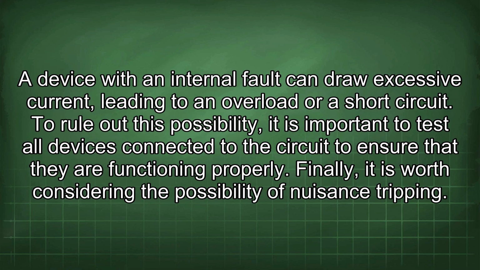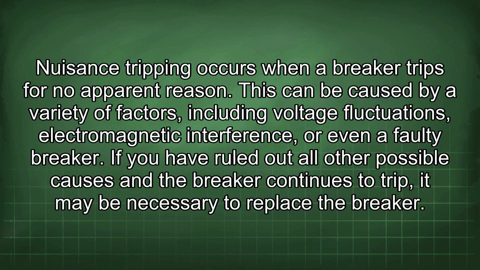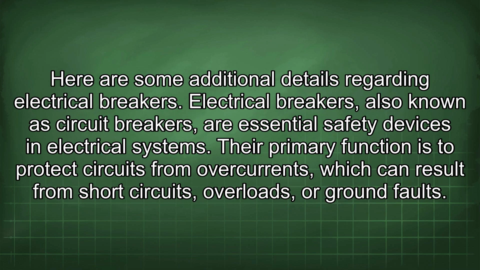Finally, it is worth considering the possibility of nuisance tripping. Nuisance tripping occurs when a breaker trips for no apparent reason. This can be caused by a variety of factors, including voltage fluctuations, electromagnetic interference, or even a faulty breaker. If you have ruled out all other possible causes and the breaker continues to trip, it may be necessary to replace the breaker. Here are some additional details regarding electrical breakers.